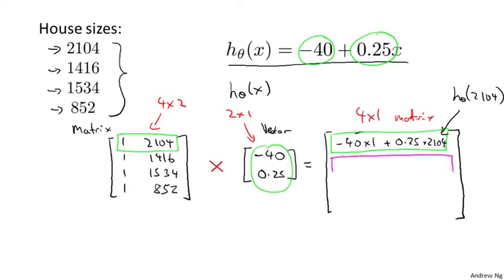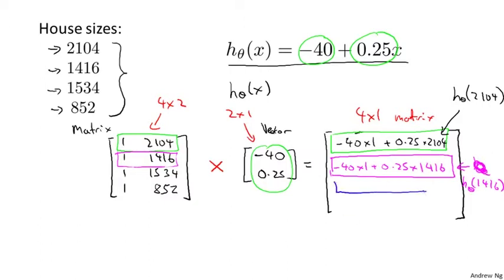To get the second element, I'm going to take this and multiply it by my vector, and so that's going to be minus 40 times 1 plus 0.25 times 1416, and so this is going to be h of 1416, and so on for the third and the fourth elements of this 4 by 1 vector.